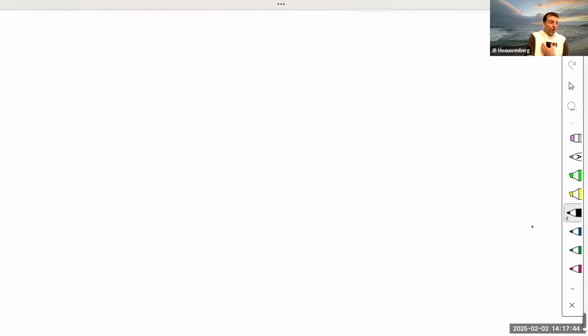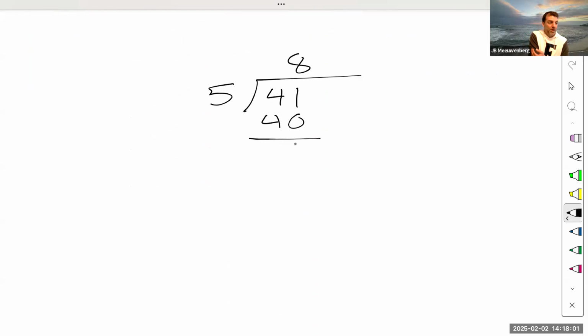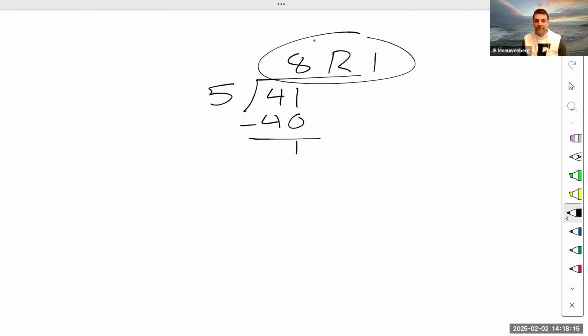And so when you're doing long division, and again, we'll take something somewhat simple here, 41 divided by 5, 5 goes into 41 8 times, because 8 times 5 is 40. When we subtract, we get 1. This number here has to be smaller than 5. Always has to be less than whatever we divide it by. So we would say this is 8 remainder 1. And that is our division algorithm theorem.